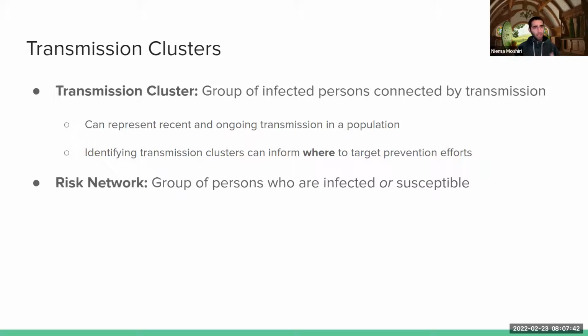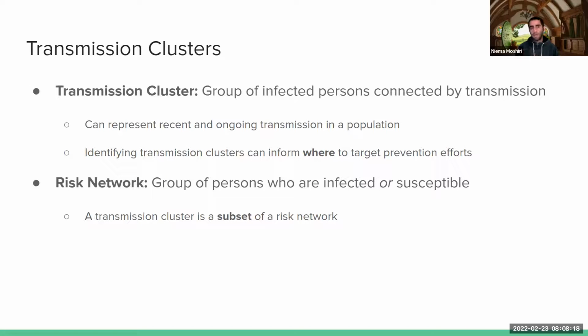Okay, so expanding that, a risk network is a group of persons who are infected or susceptible. So the transmission cluster is a subset of the risk network, right? The transmission cluster is the folks who are connected by transmission, so it's only people who are already infected, versus the risk network, which is a wider net. It's the people who are infected, so the transmission cluster, plus their neighbors who are at risk. So they're susceptible. They're not currently infected, but they are susceptible to becoming infected.